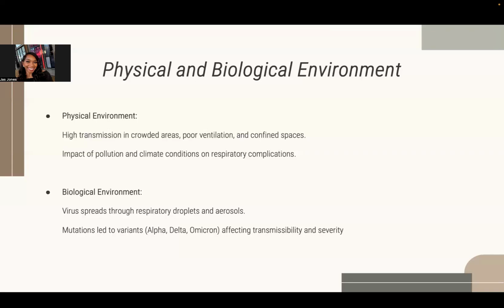So with this, people's behaviors like mask wearing, social distancing, and vaccine acceptance also shaped the pandemic, making it more of a beast than what it already was, as well as the misinformation and vaccine hesitancy that made a huge impact on the public health responses. And with this happening, mutations led to variants such as Alpha, Delta, Omicron, affecting the transmissibility and severity of it.